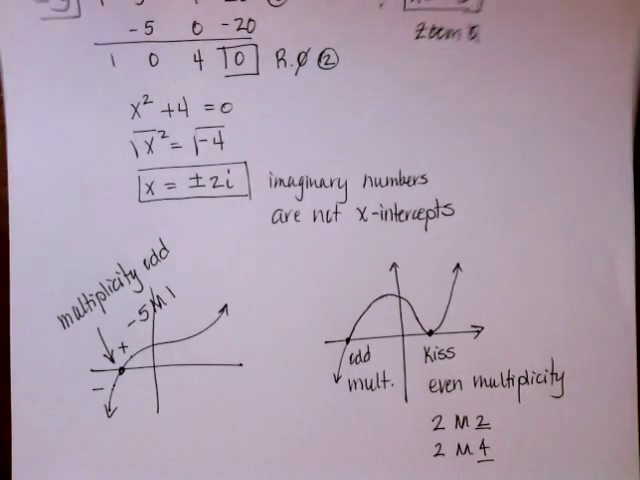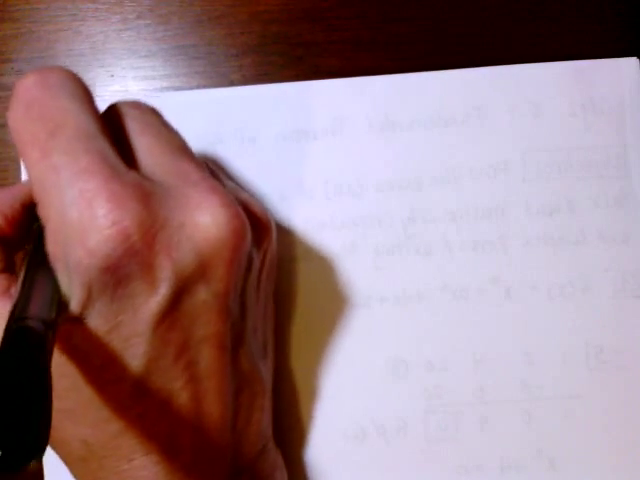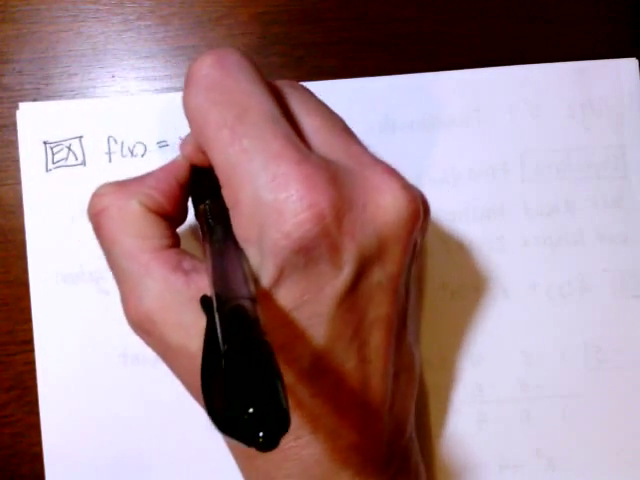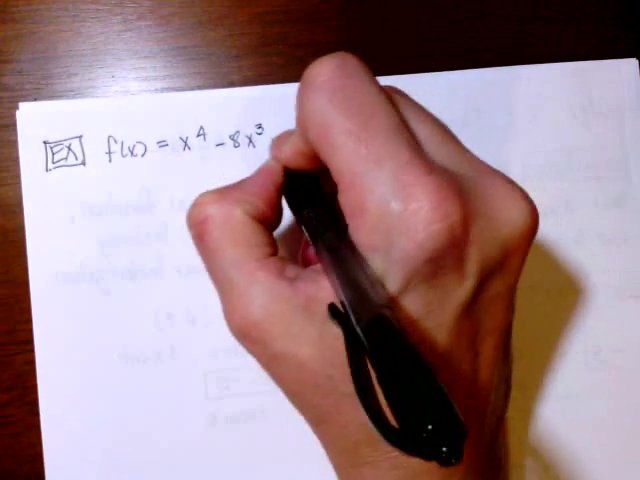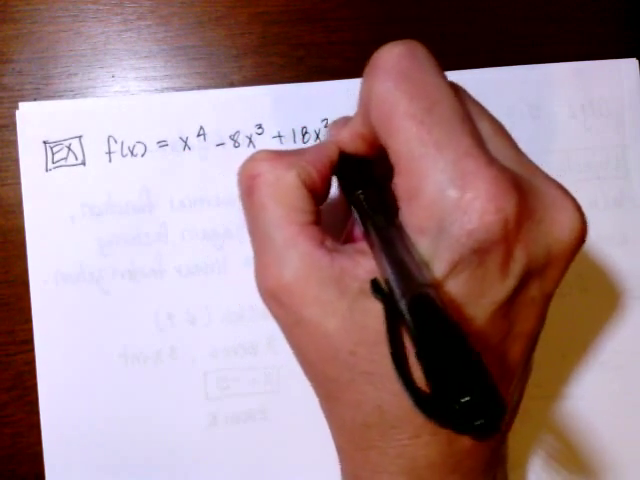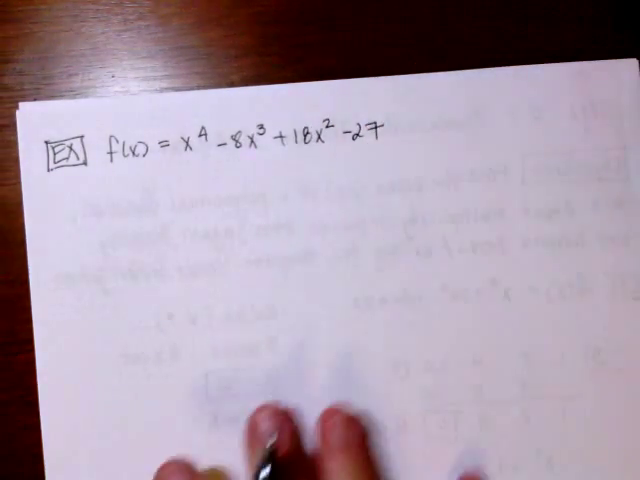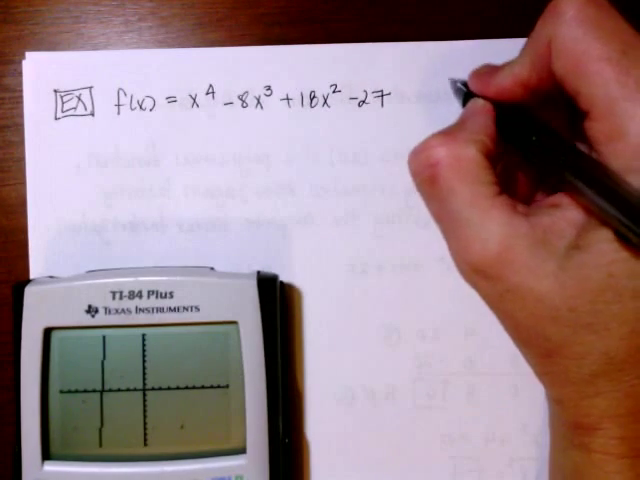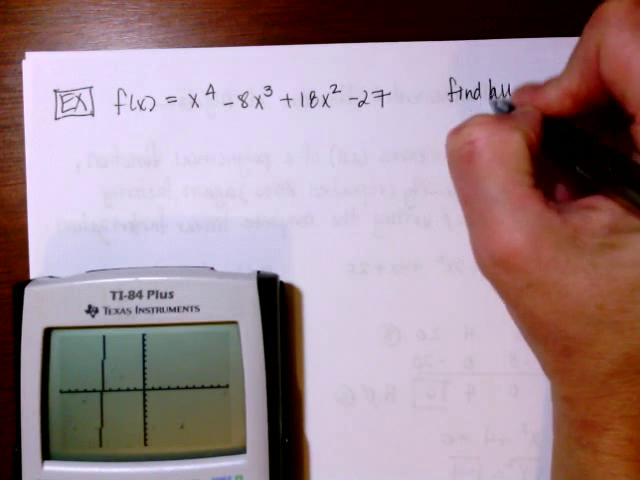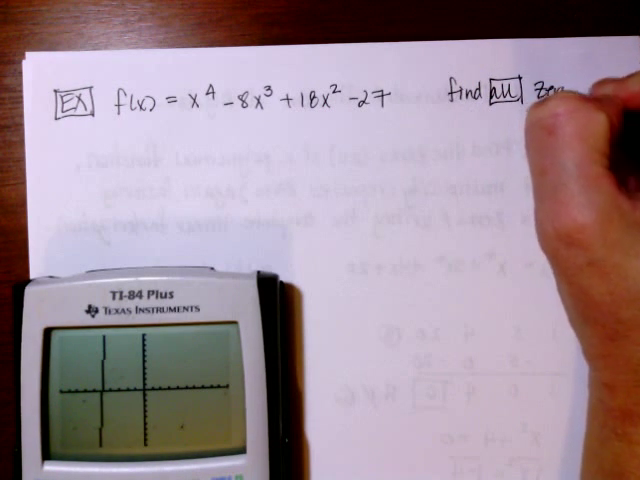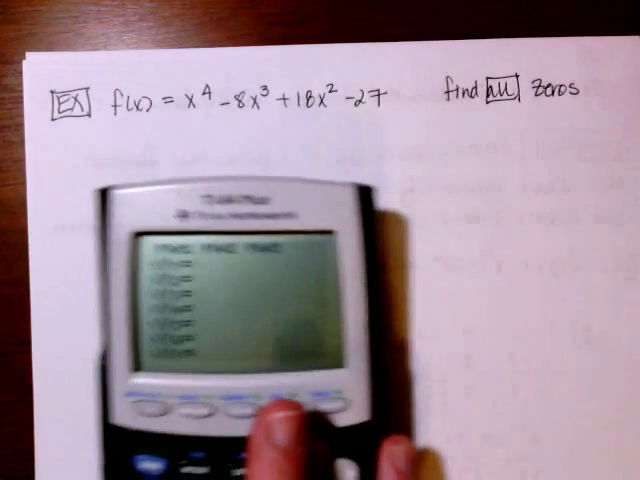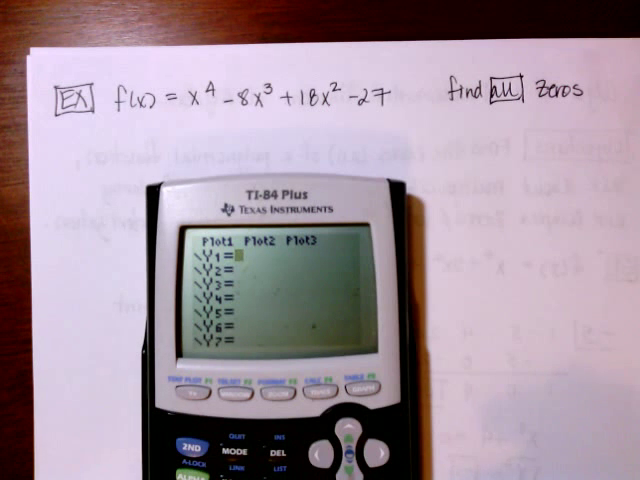All right, so let's move on and do another example. So this time, I'm going to do a slightly higher degree polynomial. I'm going to have f of x is equal to x to the 4th minus 8x cubed plus 18x squared minus 27. And I am going to graph that. So we are trying to find all, being the key word, meaning that the zeros could be real or the zeros could be imaginary. So I'm going to put this into my grapher.